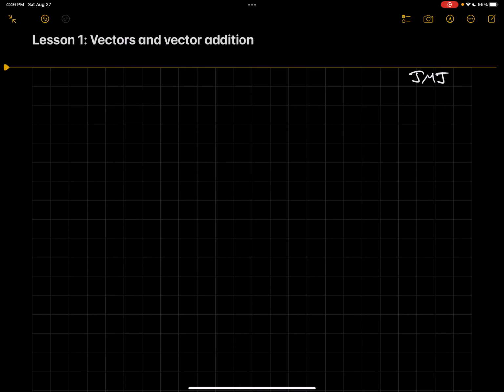Okay, so what are vectors and how do we actually do mathematical computations with them in something which we call vector addition? Well, to describe a vector, it's first important to understand a lot of the physical quantities that we generally work with on a regular basis.